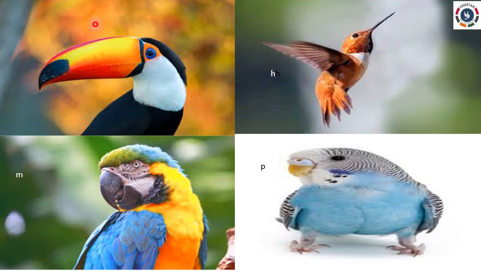And now you will see some of the birds. Some of the birds are hummingbirds, macaws, toucans, and parakeets.